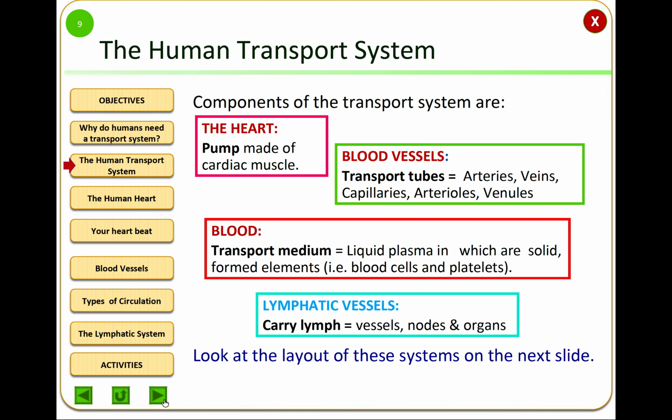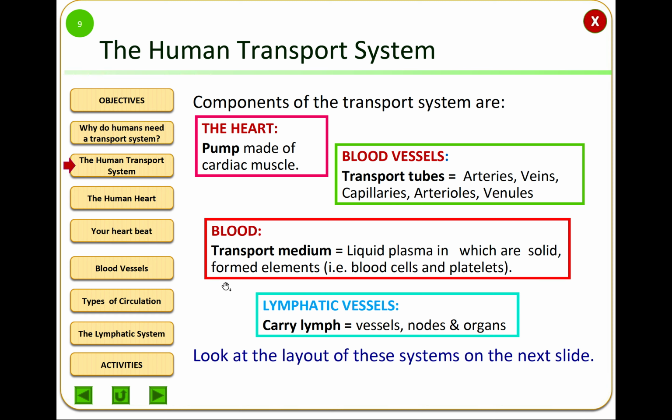The important parts of the circulatory system are the heart, blood vessels, and blood. The heart pumps the blood and is made of cardiac muscle. Blood vessels are the transportation tubes like the arteries, veins, and capillaries. The blood is very important as our transporting medium. It has many materials inside, made of plasma, which is a liquid, and also solid materials like the blood cells and platelets.